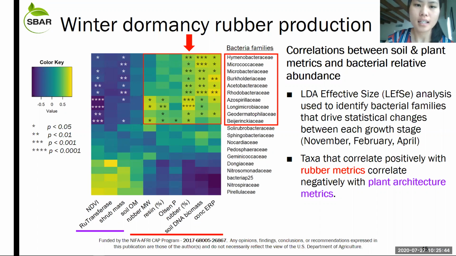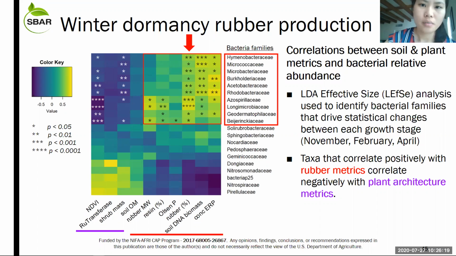But know that these families specifically were picked from hundreds of families identified in the soil samples, because these are ones that drive statistical differences between each growth stage as determined by LDA effect size analysis. The heat map itself is correlations between the rubber metrics and the relative abundance of these bacterial families.